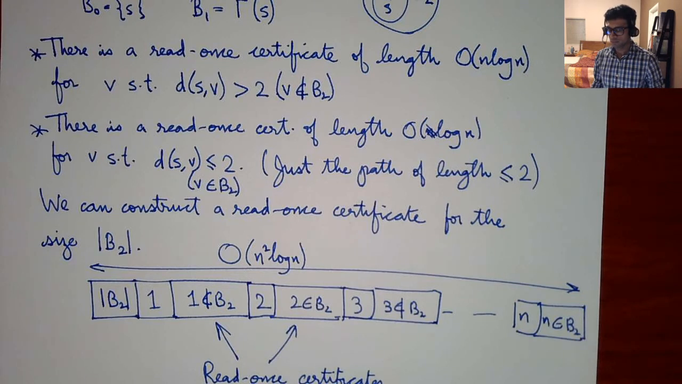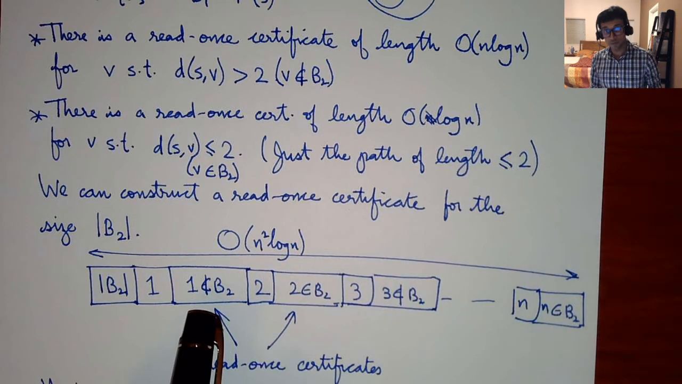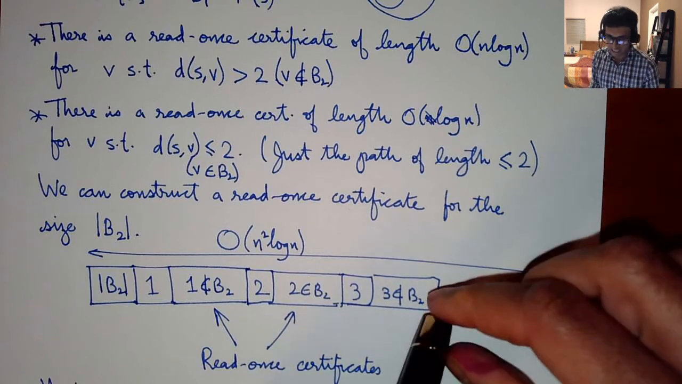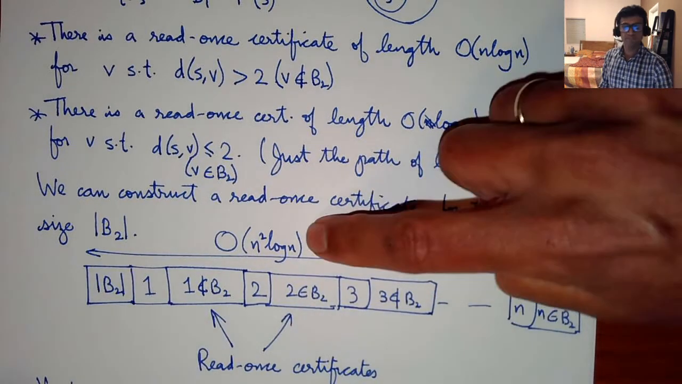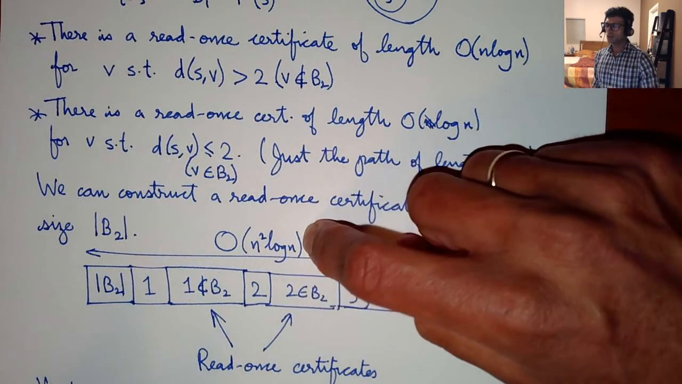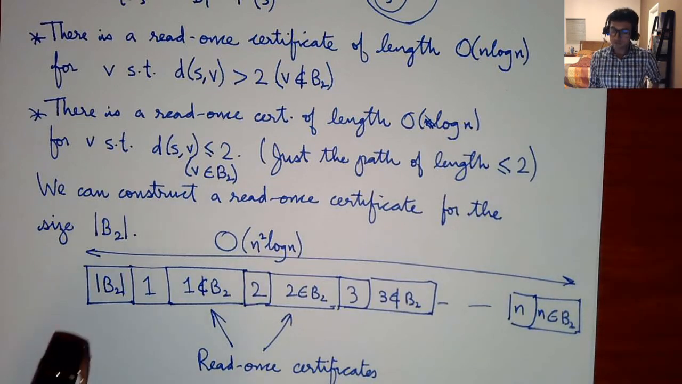I see. This is the read once certificate of this fact. Oh, okay. I see. I interpreted it as just being a 1 or 0 sort of thing, but okay. That is a certificate itself. So this entire long thing, which is n squared log n bits, certifies the size. That certifies the size.